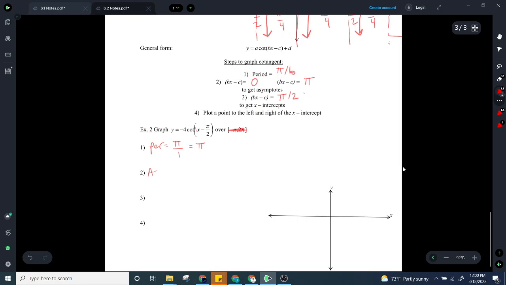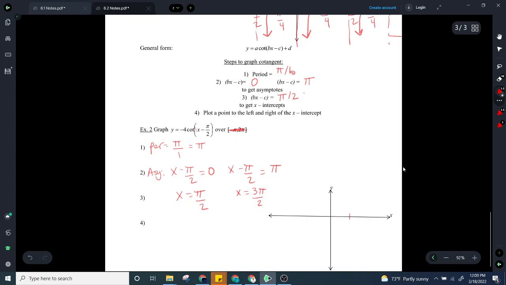To get the asymptotes, we're going to set bx minus c, so in this case x minus pi over 2, equal to 0. And then we're going to set x minus pi over 2 equal to pi. Those are going to be our 2 equations. So solve each equation for x. We get an asymptote at pi over 2. And adding pi over 2 on this side, we get 3 pi over 2.